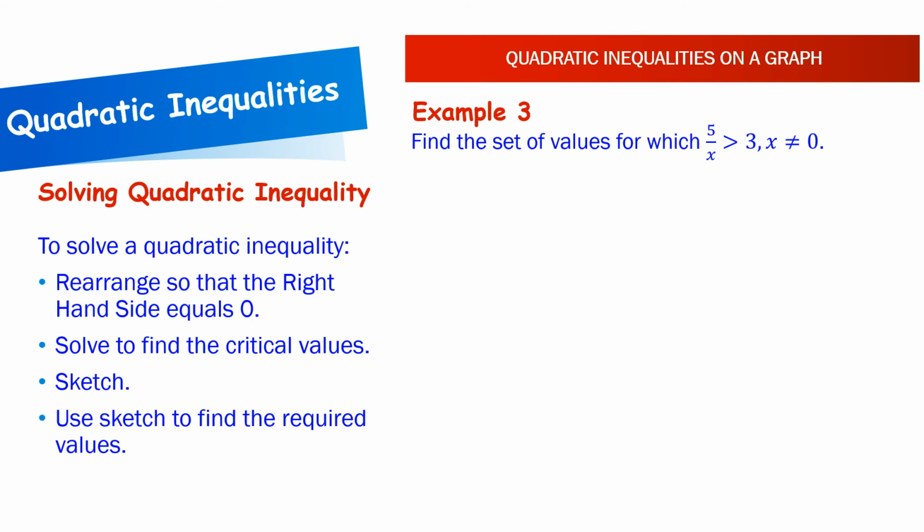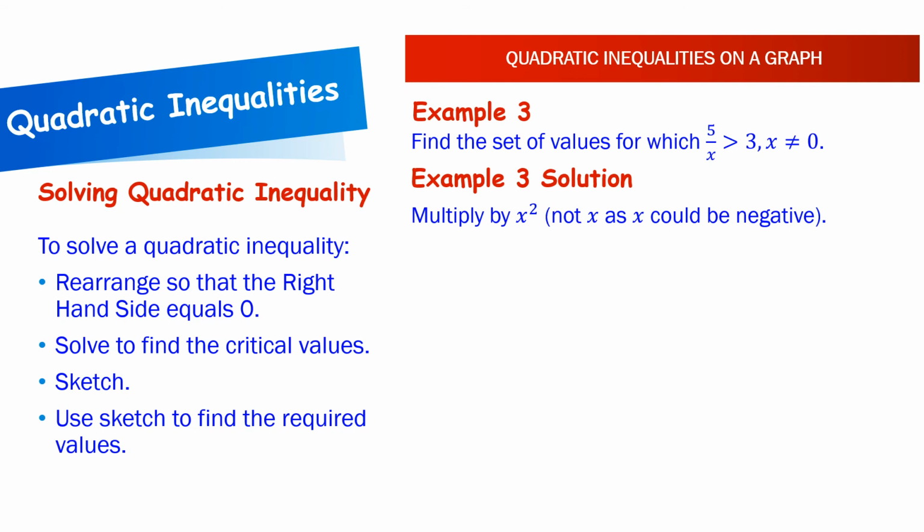So let's solve this. We are required to find the set of values for which 5 over x is greater than 3 and x is not equal to 0. Let's begin by multiplying by x squared. And that's specifically x squared, not x, because x could be negative, and that will be problematic in that we will have to turn the inequality the other way around if it is. And if it's not, then the other case will hold. So that's why it's easier simply to multiply by x squared rather than x.